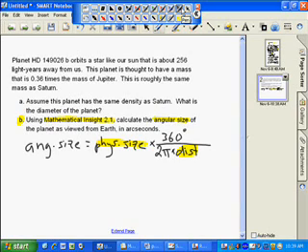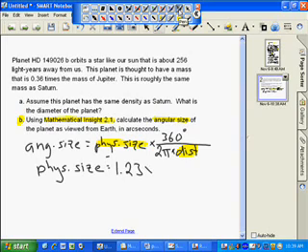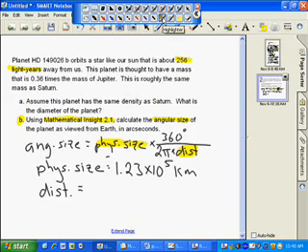The physical size, it turns out, that's what we calculated in the part before. So physical size is 1.23 times 10 to the 5 kilometers. And so now we need the distance. And the distance was given to us in this information part, 256 light years. So distance, 256 light years.